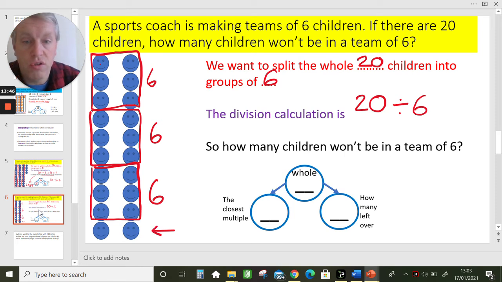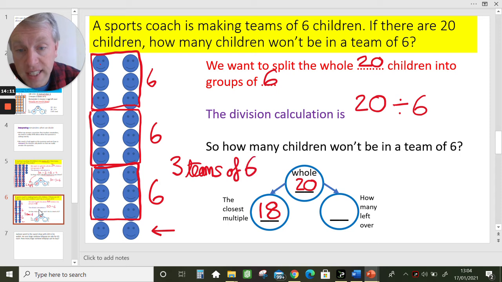And 2 children left over. So 20 divided by 6, we're using our 6 times table. We use our 6's to split 20 into the closest multiple of 6, which is 18. Do you remember? We said 6 and 6 and 6. So it's 3 teams of 6, which is the 18. And 18 add how many makes 20 is 2. Here are the 2. Let's answer the question.